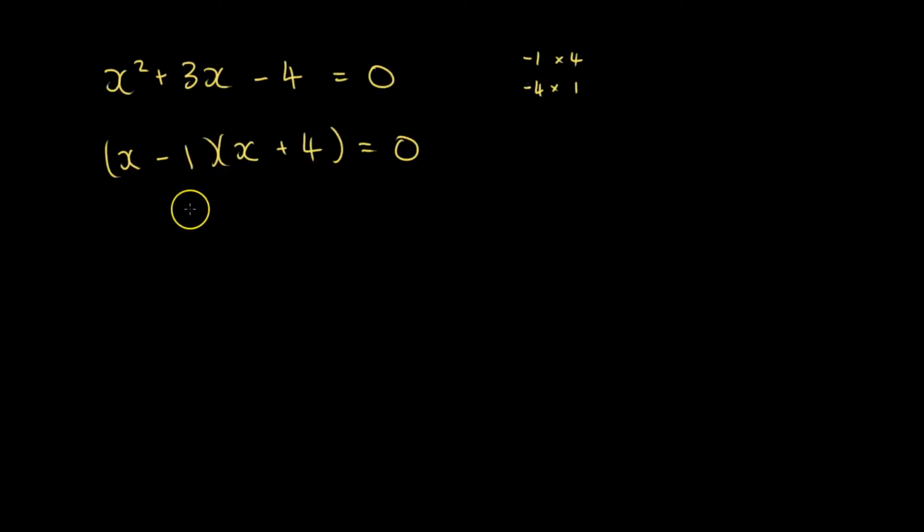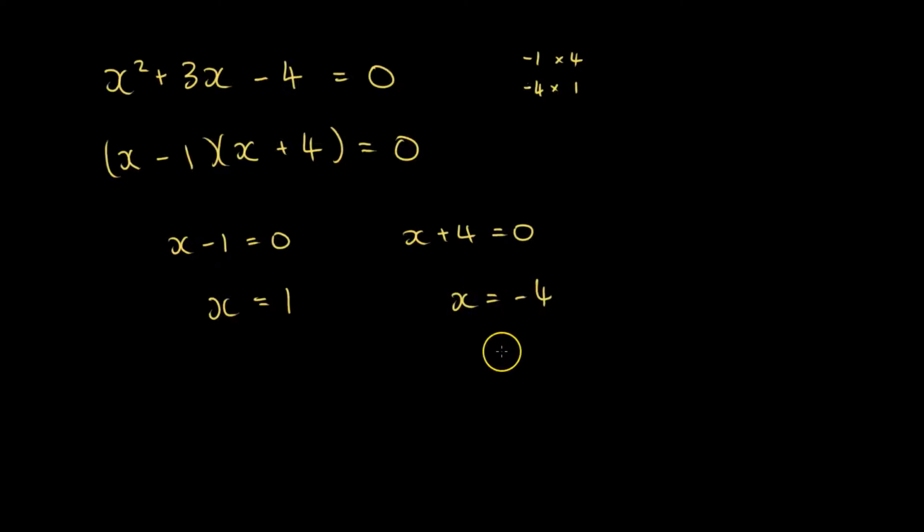And then we're going to set each of these brackets equal to 0. So if we set the first bracket equal to 0, we get x is equal to 1. And our second bracket, set that equal to 0, we get x is equal to minus 4. So this is a method of finding the solutions. Now remember, this is solutions because quadratic equations have two solutions. So this is a method of finding the solutions of a quadratic equation via factorizing.